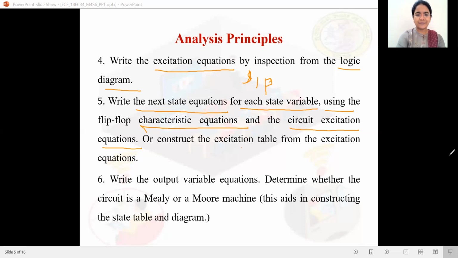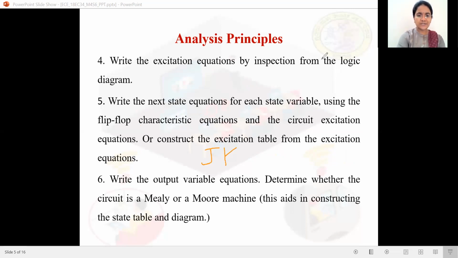For the SR flip-flop, what is the characteristic equation? The next state of the SR flip-flop is Q(t+1) = S + R'Q. In the same way, for the JK flip-flop, the next state equation is Q(t+1) = JQ' + K'Q.